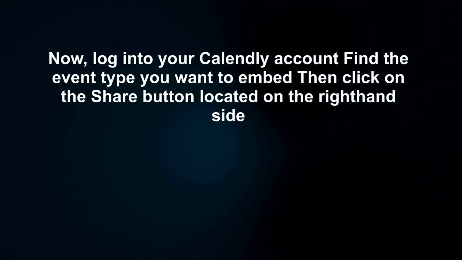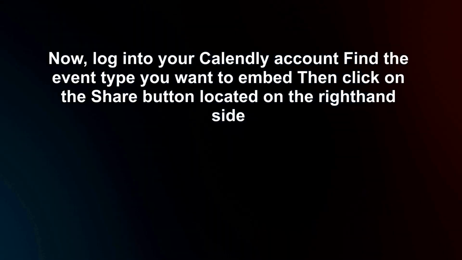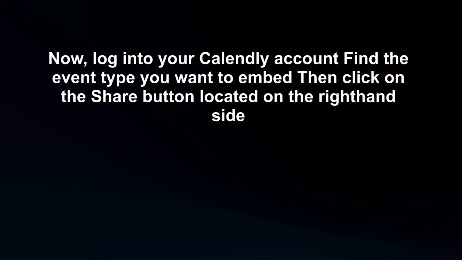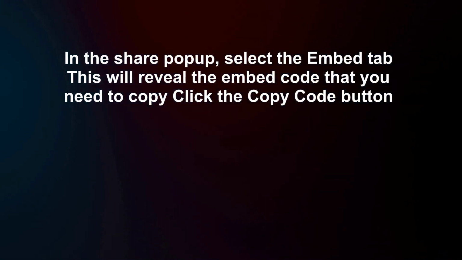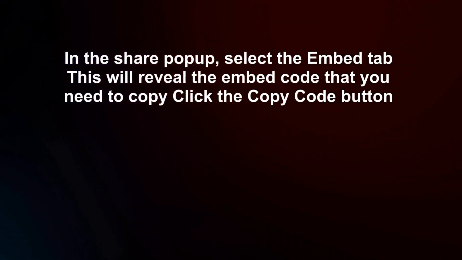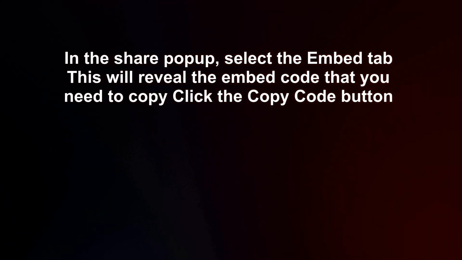Now, log into your Calendly account. Find the event type you want to embed, then click on the Share button located on the right-hand side. In the Share pop-up, select the Embed tab. This will reveal the embed code that you need to copy. Click the Copy Code button.